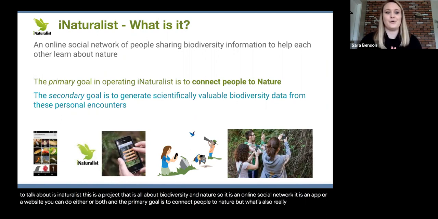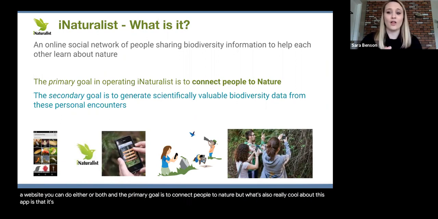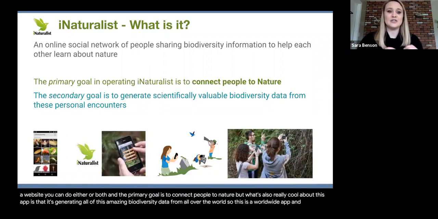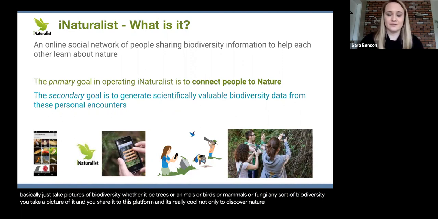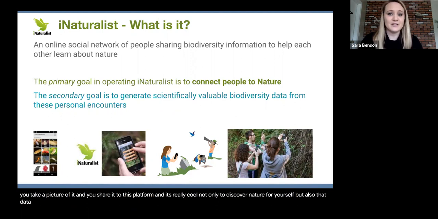But what's also really cool about this app is that it's generating all of this amazing biodiversity data from all over the world. This is a worldwide app, and you basically just take pictures of biodiversity, whether it be trees or animals or birds or mammals or fungi, any sort of biodiversity, and you share it to this platform. It's really cool not only to discover nature for yourself, but also that data can then be used by scientists all over the world studying anything that they need this data for.